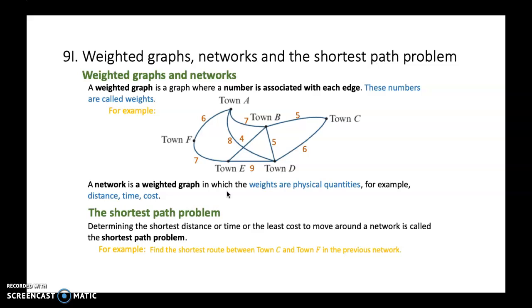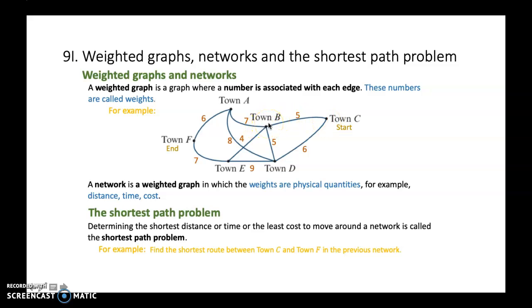So if we want to find the shortest route between town C and town F in the previous network, we use the previous network and want to find the shortest distance from town C to F. That means we start at C and finish at F. Let's have a look. From town C, we have two routes: C to B or C to D. What you are looking for is which edge has the smallest number. So 5 and 6, we probably want to consider traveling from C to B.